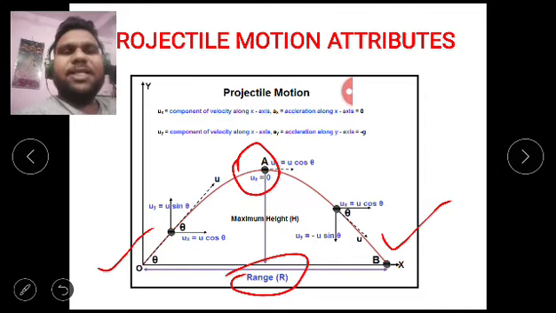Okay, range is horizontal displacement, i.e. total distance traveled along the horizontal axis from the point of projection to the point of hitting the ground. That is called the range of the projectile. So we have discussed time of flight, time of ascent, time of descent, maximum height, range of the projectile, vertical component of velocity, horizontal component of velocity, vertical component of acceleration, horizontal component of acceleration till now. So now we will move to the next slide.